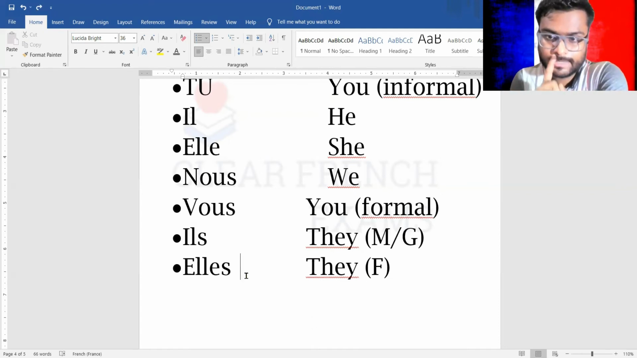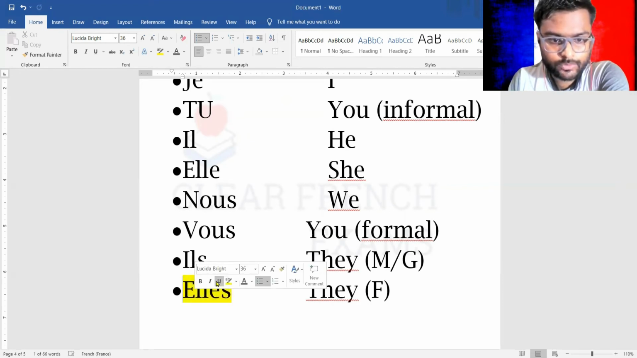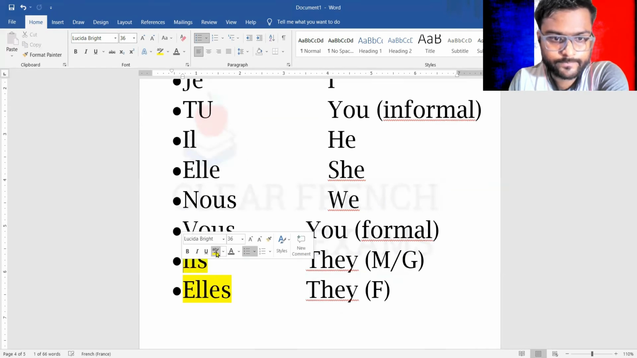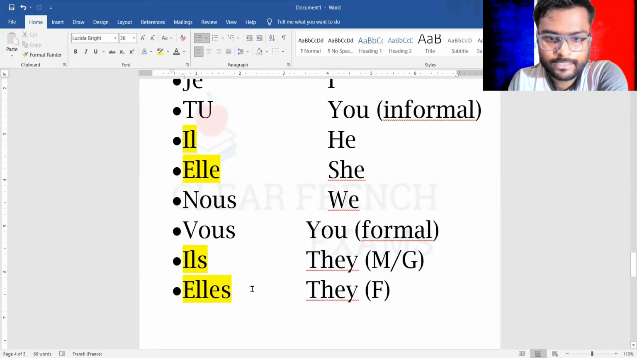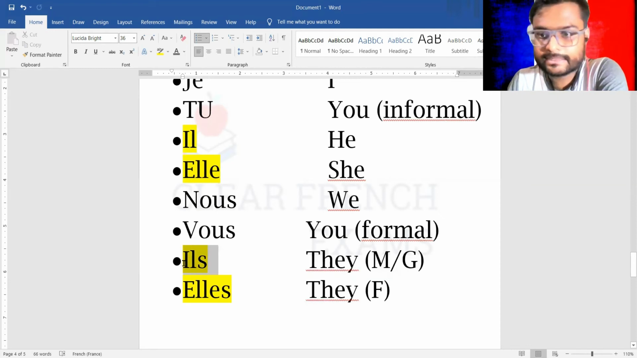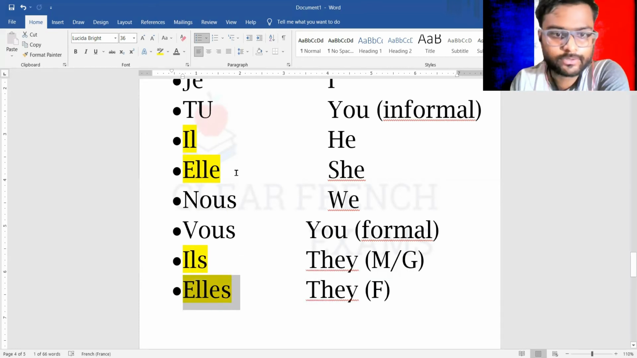Now one simple point is that the pronunciation for these words will remain the same. For example, il, elles. If someone is telling you that the pronunciation of this one is ils, he is a fool. If someone is saying that the pronunciation of this is elles, he is making a fool out of you and nothing else. Alright, so il, elle.